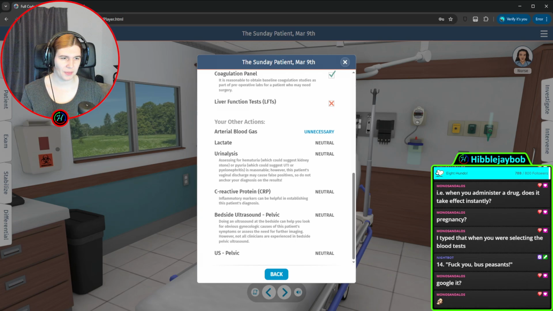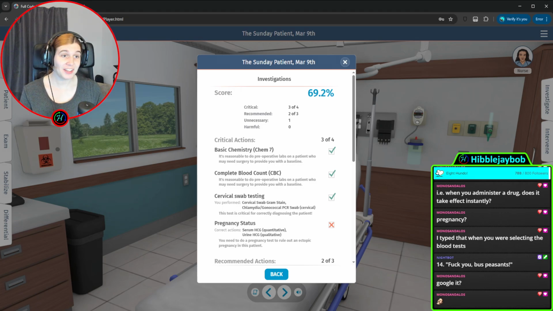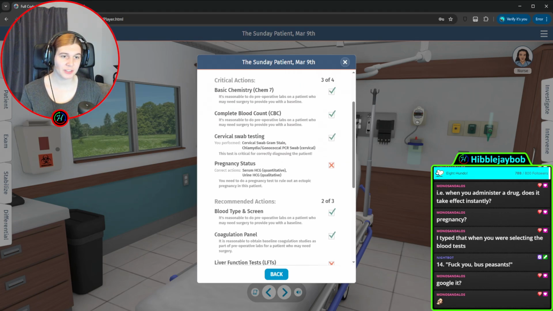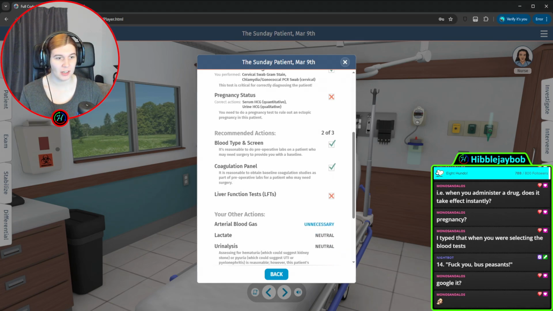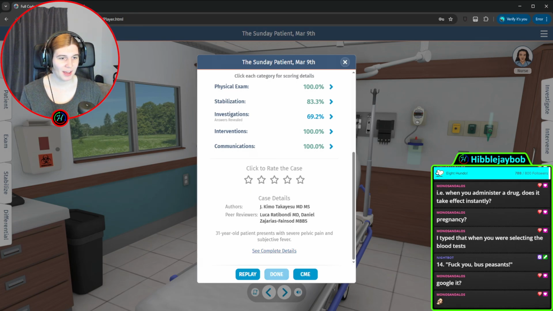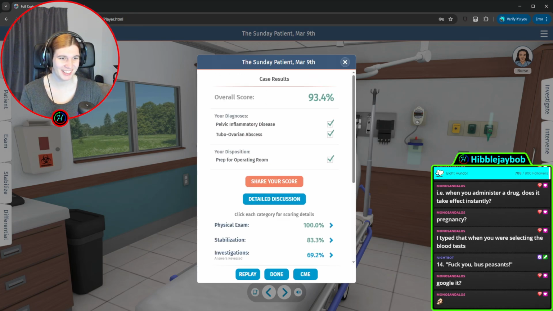I wouldn't have cared about the liver function test, really. Okay, to be fair, I did this one. I think I actually did pretty good in this one. Yeah, I thought the urine test that I did covered pregnancy, but evidently not. So that's my bad. But yeah, we did pretty good in that one, all things considered.